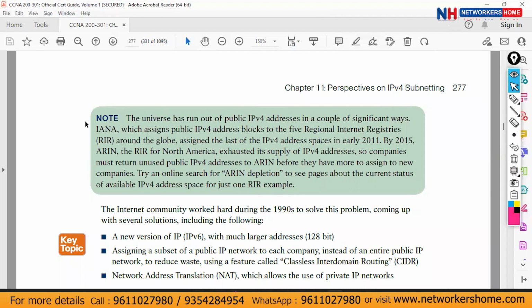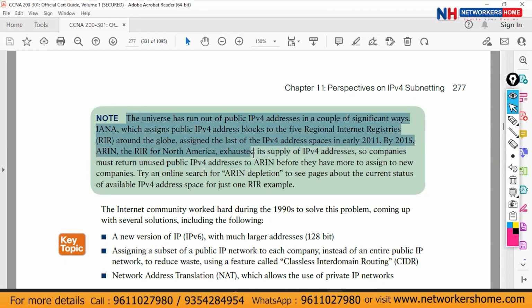It's back, so now it is visible. Now see this note: the universe has run out of public IPv4 addresses. There are no public IPv4 addresses available. In a couple of significant ways, IANA, the authority that assigns the IP addresses, assigns the public IPv4 address blocks to 5 regional internet registries.